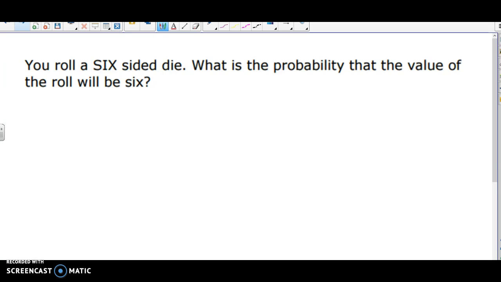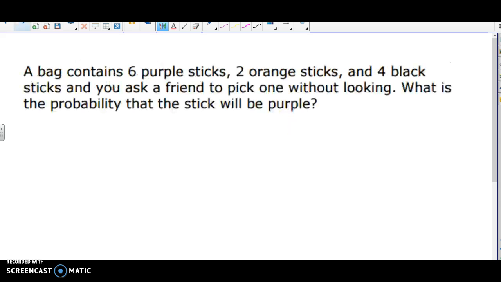Okay, you roll a 6-sided die. What is the probability that the value of the roll will be 6? I am not telling you this. You should pause it and figure it out. Okay, hopefully you got 1 out of 6. All right, pause this one and read it, solve it, and then come back to the answer.